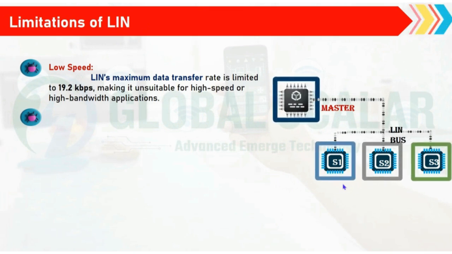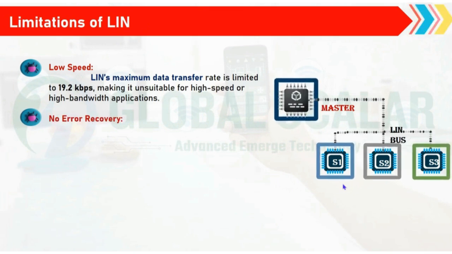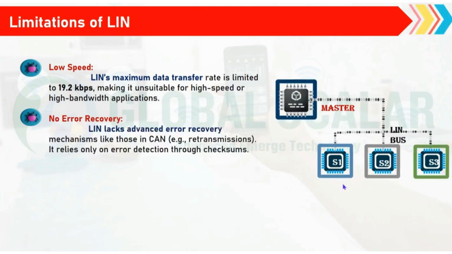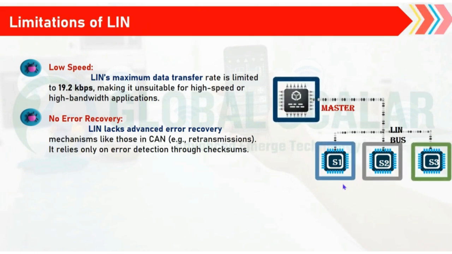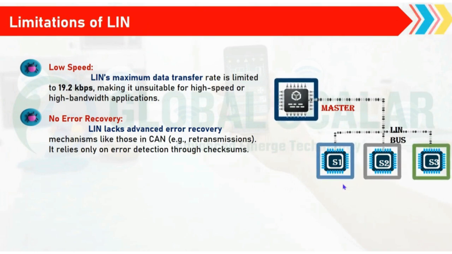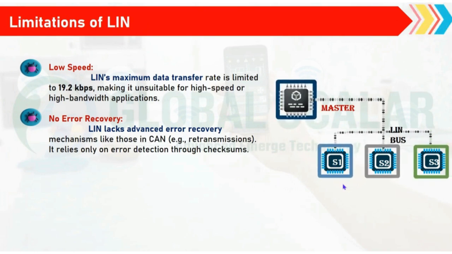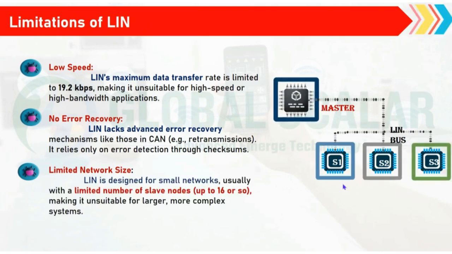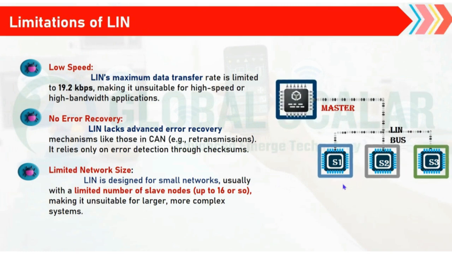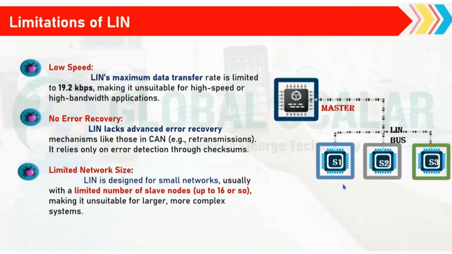And the limitations of LIN: it is low speed, up to 19.2 kbps can be supported. Higher than that, it cannot be used for different applications, and there is no error recovery. LIN lacks the advanced error recovery mechanism like CAN. It relies only on error detection through the checksum. And limited network size: LIN is designed for small networks. Usually, it supports up to 16 slaves, making it unsuitable for larger and more complicated systems.